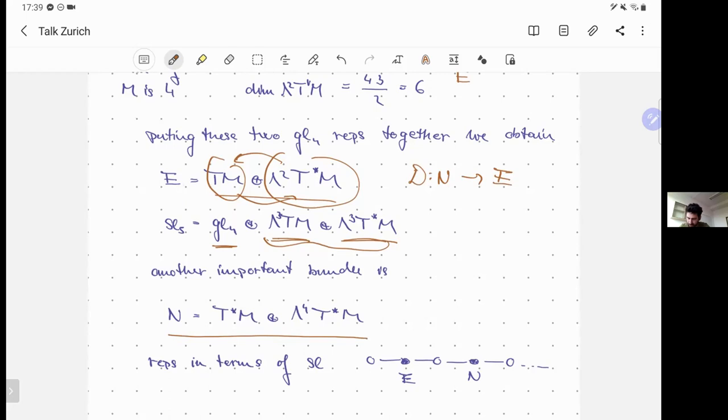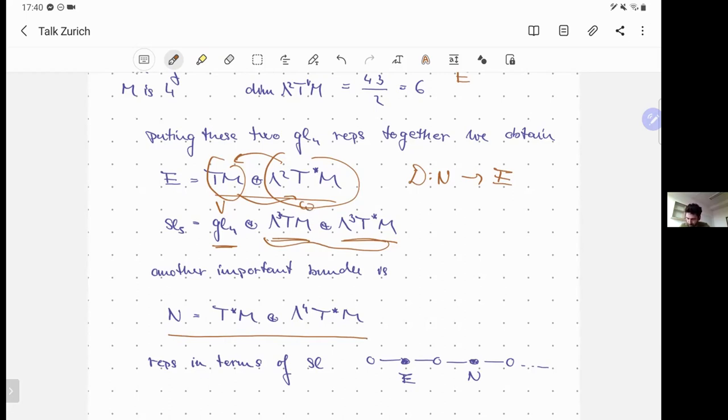And the map from E to N is interesting. It does two things, actually. If I denote something from TM to be V and a two form to be omega, it produces something in T star M by feeding this V inside omega, therefore producing a one form. And it also produces this four form bit, which it does by wedging two forms together. So it actually lands in both of those parts of N.